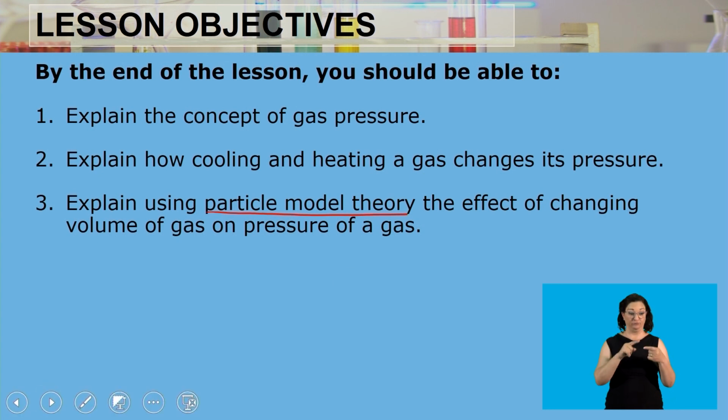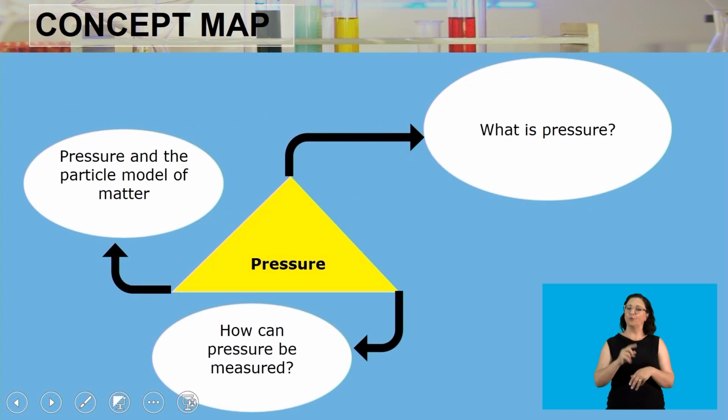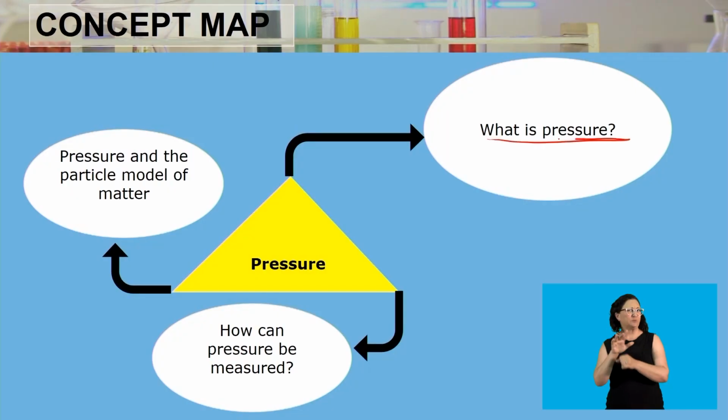So then, in order for us to be able to achieve these goals, we need to take this entire lesson and break it down into small concepts that we can tackle one at a time. So now, our main concept, our main idea, is pressure. Within that, we're going to be looking at what pressure is. Furthermore, we're going to be looking at how pressure can be measured. And then lastly, we need to find out how pressure relates to the particle model of matter.